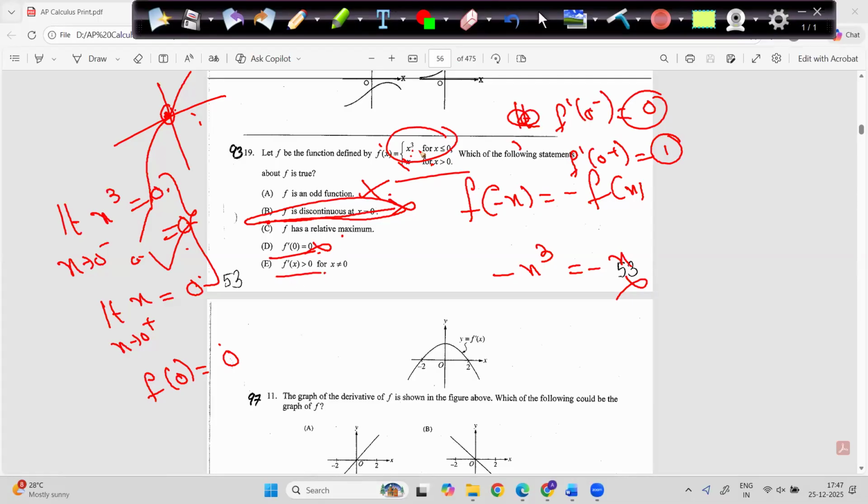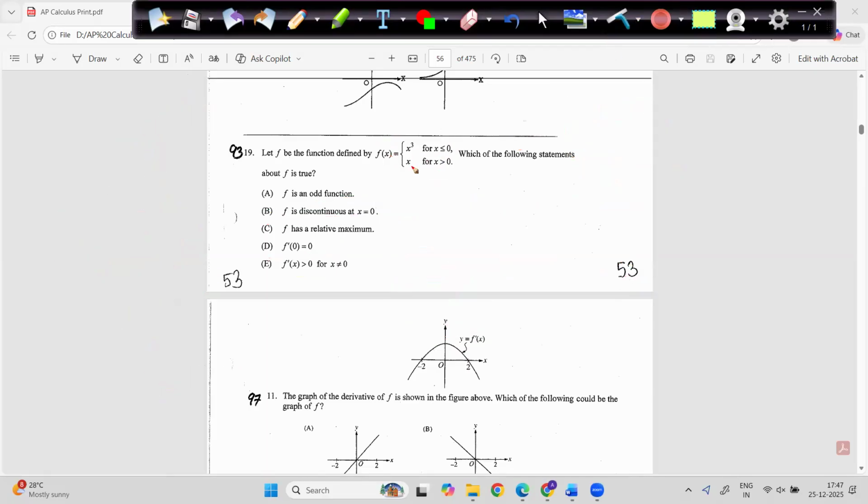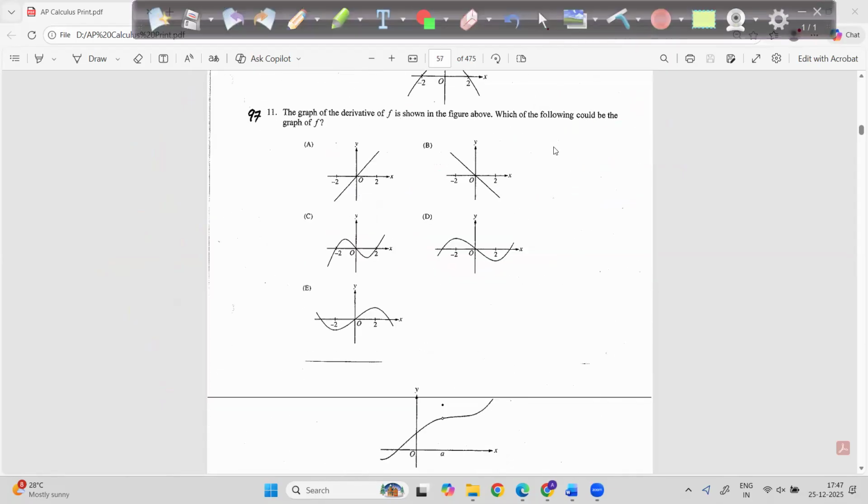F dash x is greater than 0. This is 3x square, which is always greater than 0 except for x equal to 0, and f dash x is equal to 1, which is always positive. So only at 0 this becomes 0, rest of all it is positive. Derivative of x is 1, derivative of 3x square is positive except at 0, but he neglected that x not equal to 0 condition. So the derivative of the given function should be 100% always positive. You should have such clarity. The moment you have clarity, you are the winner.